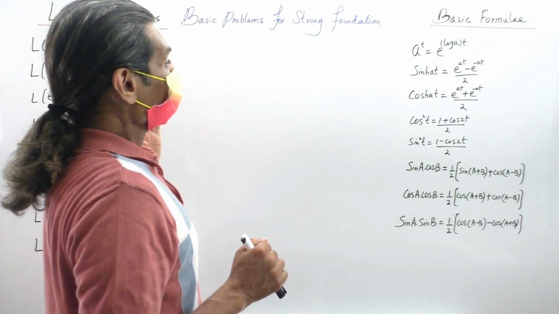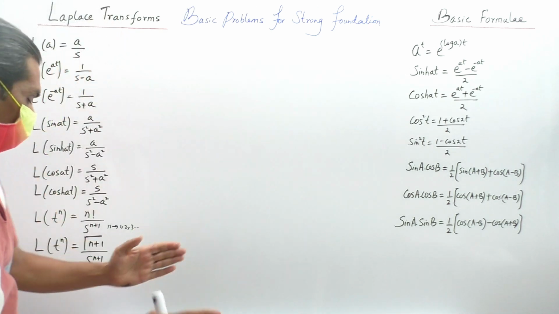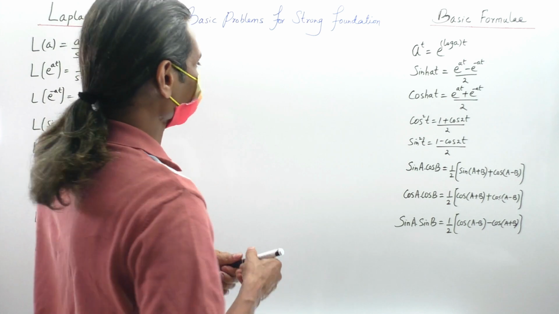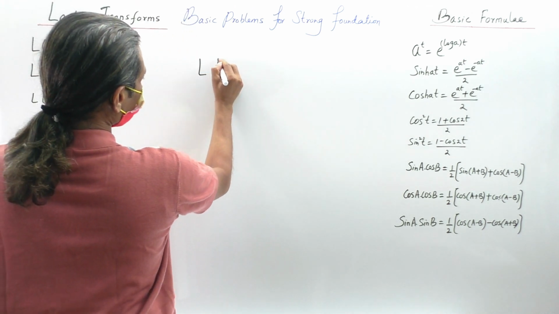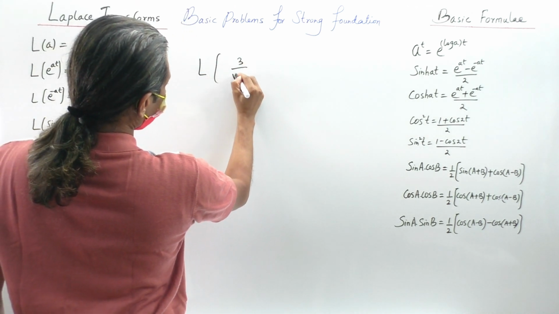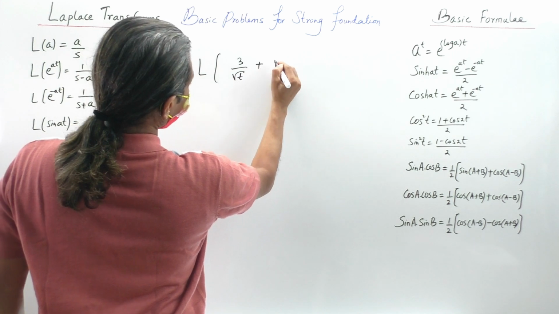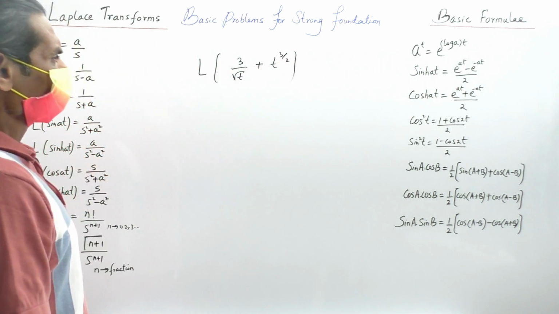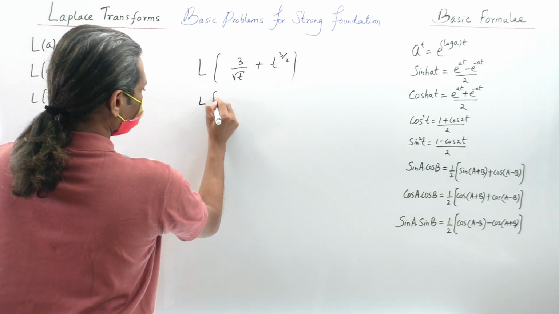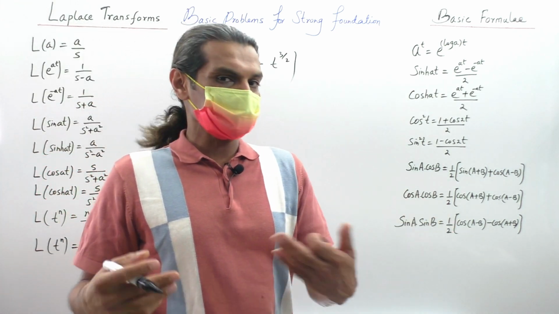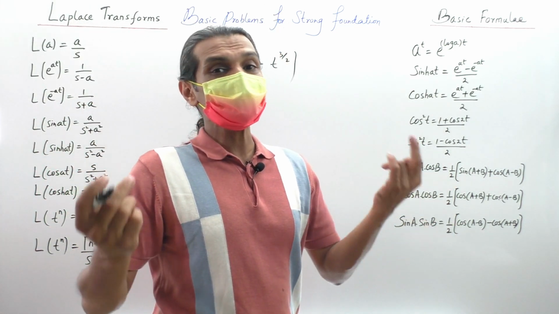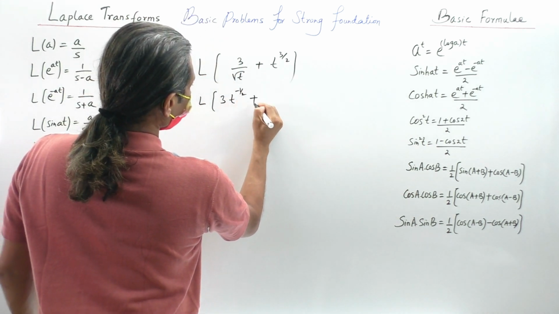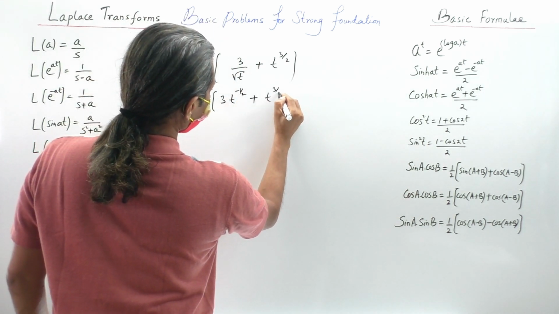Now I'm left with only one topic, that is gamma. So, how to solve such problems? I'll give a simple question here: find the Laplace of 3 by root t plus t raised to 3 by 2. I can rewrite this as Laplace of 3 into 1 by root t. Root t means t raised to 1 by 2, so 1 by root t means t raised to minus 1 by 2. So 3 into t raised to minus 1 by 2 plus t raised to 3 by 2.